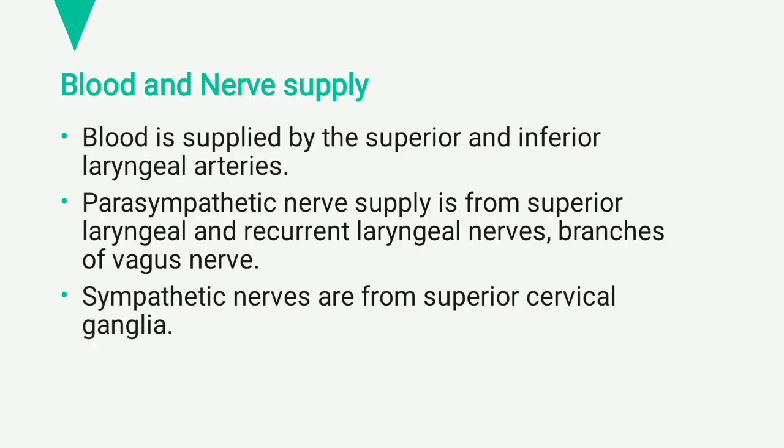Blood and nerve supply. Blood is supplied by the superior and inferior laryngeal arteries. Parasympathetic supply is from superior laryngeal and recurrent laryngeal nerves, branches of vagus nerve, and sympathetic nerves are from superior cervical ganglia. The functions of larynx is production of sound and speech. It protects the lower respiratory tract, and it also humidifies, filters and warms the air.